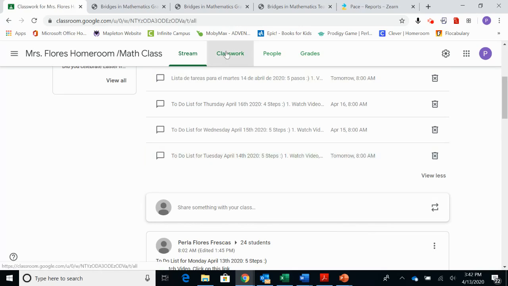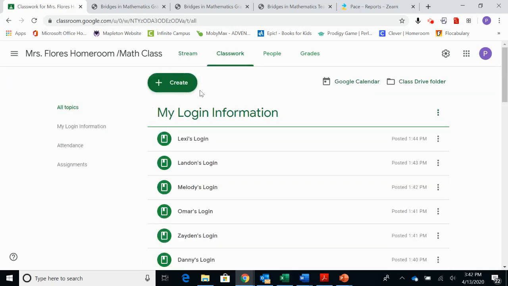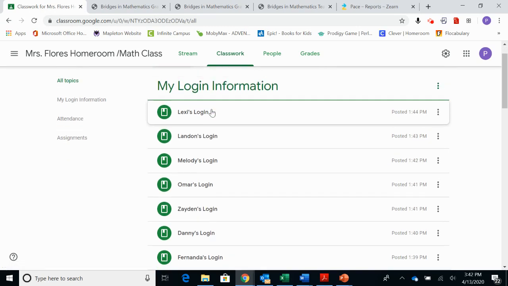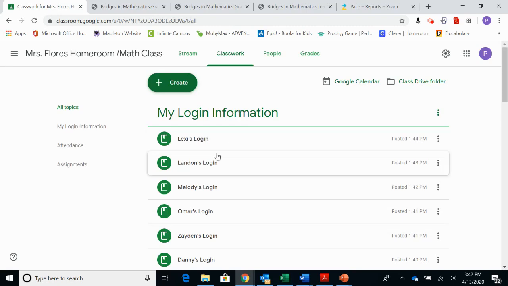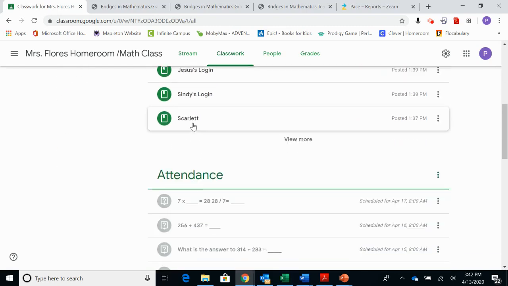Okay, so you'll click classwork. Now, actually, mine looks a little different because I have all of you here, but yours will now have a new tab. It's called My Login Information. I put your login sheet on there, so you'll see, like for me, I can see all of you, but you will only see yourself.